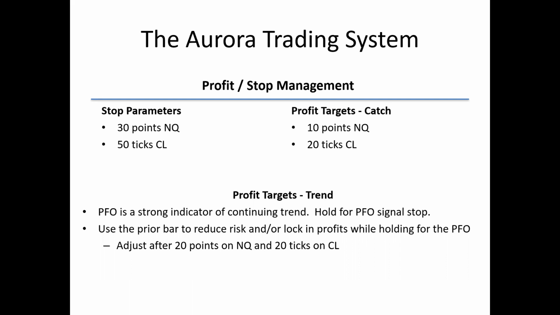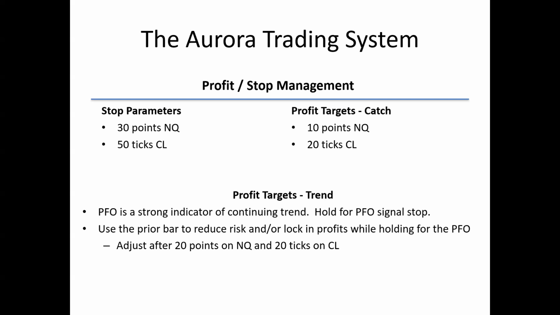So my DOM on NQ is just set at 600 ticks, 150 points, just to push it out of the way. And if I get taken out for that, I'll be fine with that, even if it moves another 50 or 100 points. But the PFO, the profit flow oscillator, is one of the strongest indicators of a continuing trend. So what we are trading for on the trends is holding for the PFO signal stop.